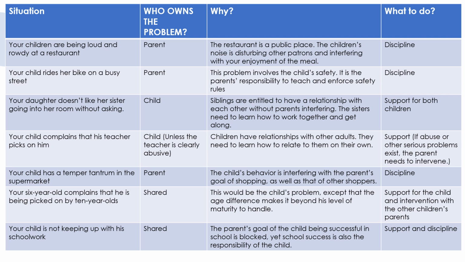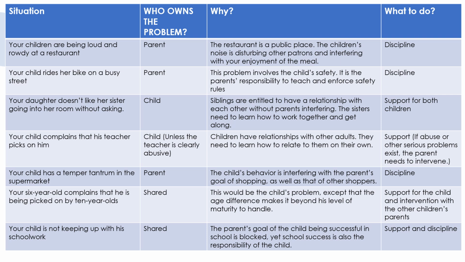If your child has a temper tantrum in the supermarket, that's a parent-owned problem. The child's behavior is interfering with the parent's goal of shopping as well as that of the other shoppers. Here we would discipline. If your 6-year-old is complaining that he's being picked on by 10-year-olds, that is a shared responsibility, a shared problem. It would be the child's problem, except that the age difference is making it beyond his level of maturity to handle. So we're going to provide support for the child and also intervention with the other children's parents.